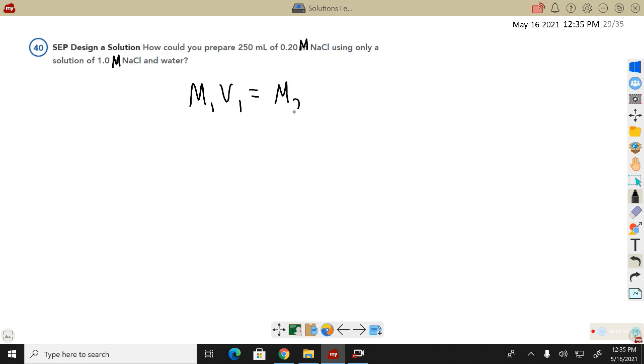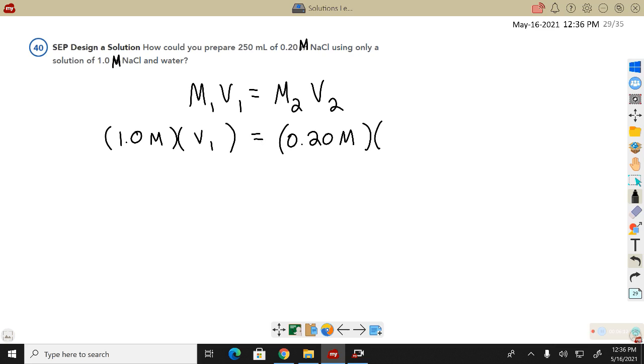M1V1 equals M2V2. M1 is the initial molarity. I have a 1 molar solution of sodium chloride. But often we solve for V1 and that we just don't know how much to use. Now we could solve for any variable, but if I'm preparing a solution, it's usually that first volume. I know the original solution's concentration, but I don't know how much to use. I know what I want. I want 0.2 molar, and I want 250 milliliters.